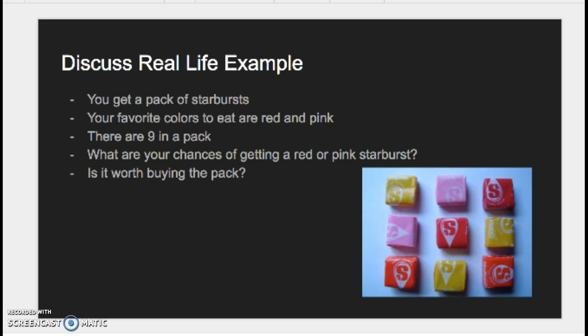So, for example, if a student's favorite candy is Starburst, I would have a pack of Starburst and we would count how many there were in a pack. Let's say there is 9 in a pack, and the only colors they would eat would be red and pink. So students would have to figure out what their chances of getting a red or pink Starburst would be. In this case, it would be 4 out of 9, so a little bit less than 50%.